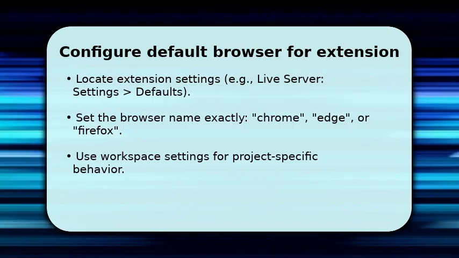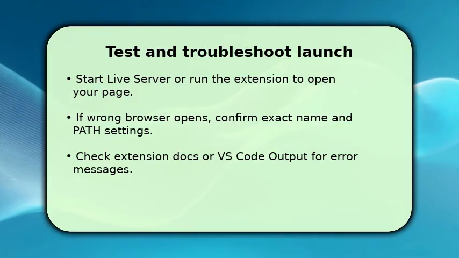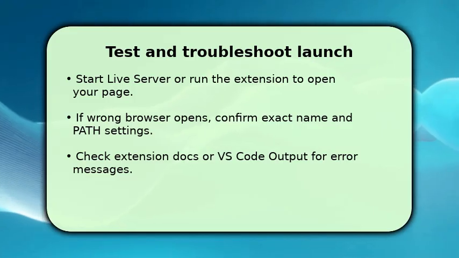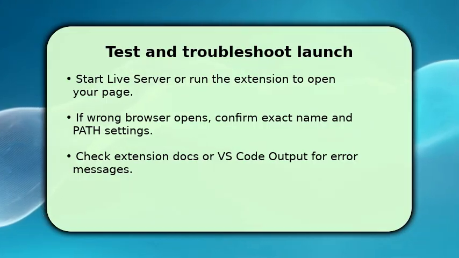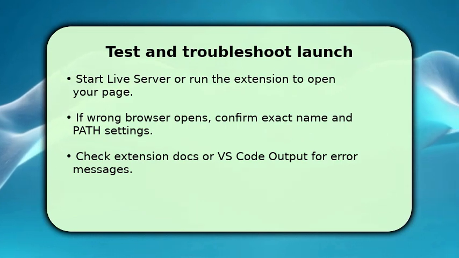You finish by testing. Run Live Server or the extension's launch command and watch which browser opens. If the wrong browser appears or nothing happens, make sure the browser identifier is exact and that the system path or executable path is accessible to VS Code. Some setups require full path configuration. If problems persist, open VS Code's output and extension log for error messages and reload the window after changes. One key troubleshooting tip: try setting the absolute path to the browser.